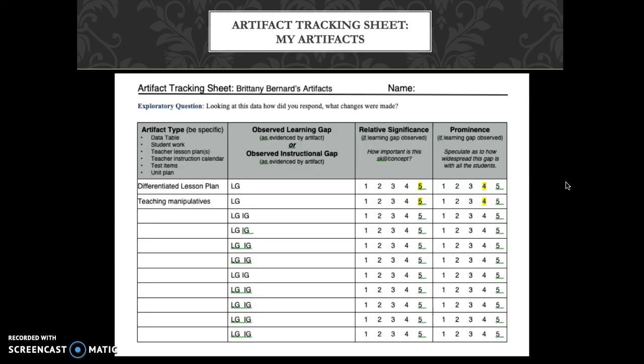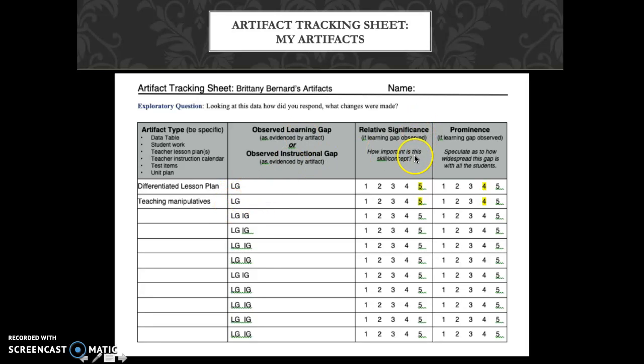So here is my artifact tracking sheet. The exploratory question was, looking at this data, how did you respond, and what changes were made? My two artifacts were a differentiated lesson plan and teaching manipulatives. A learning gap was observed for both.